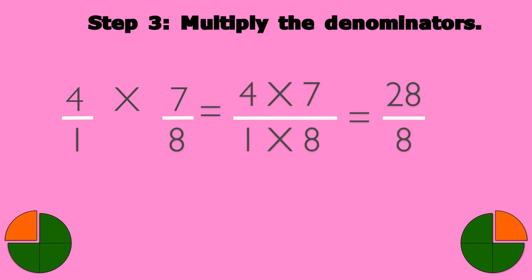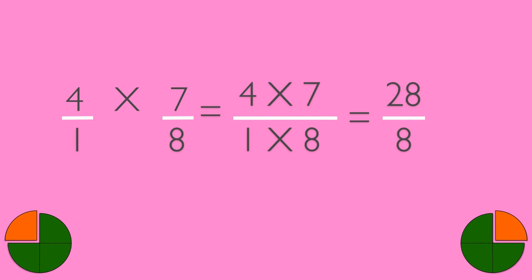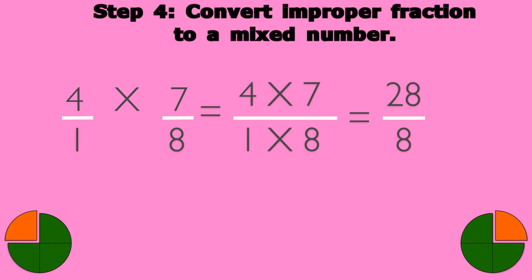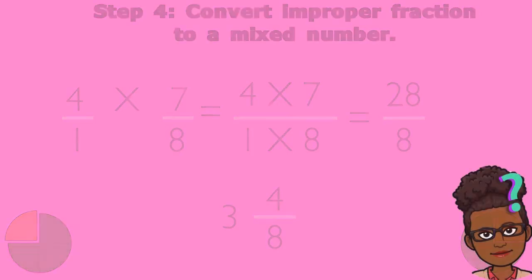Very good job, guys. Now we must convert our improper fraction to a mixed number. How do we do that? We ask ourselves, how many groups of 8 can we get out of 28? That becomes our whole number, which is 3. 8 times 3 is 24. So we get 3 groups of 8 out of 28. How much is left over? Correct, 4. That becomes my numerator, and 8, my denominator, stays the same. Awesome job, guys. Now let's look at step number 5.